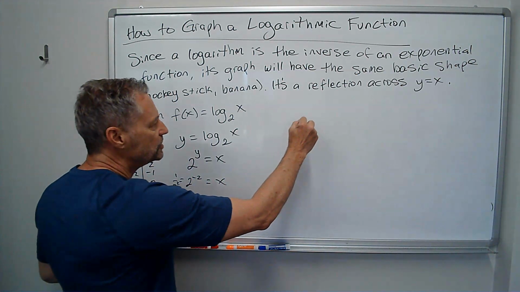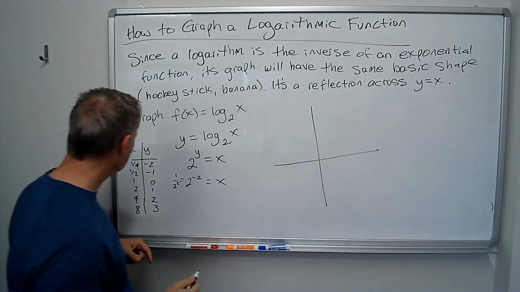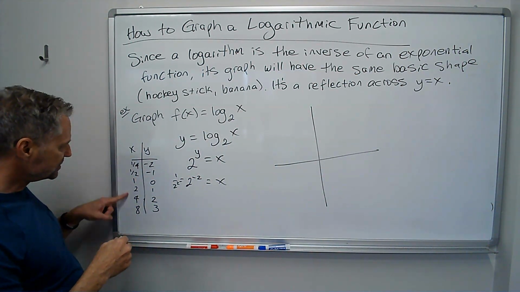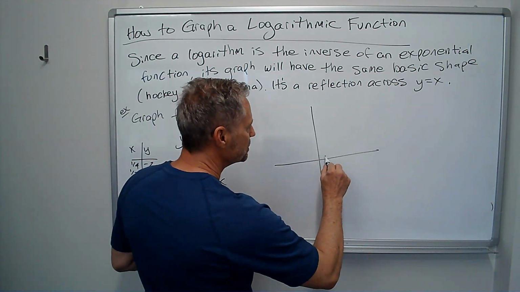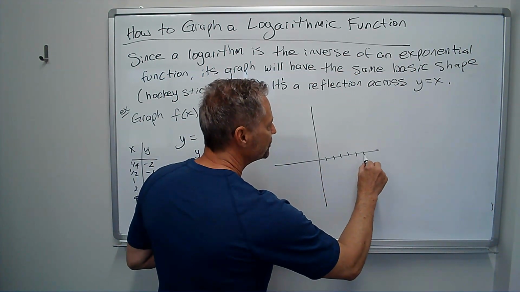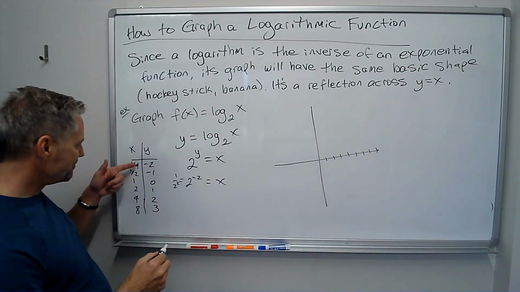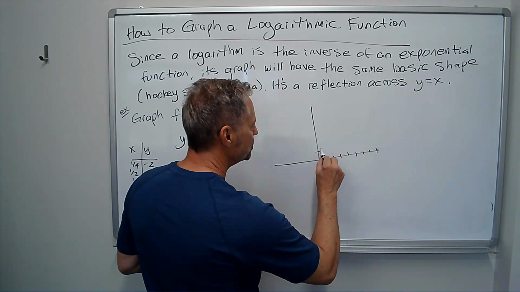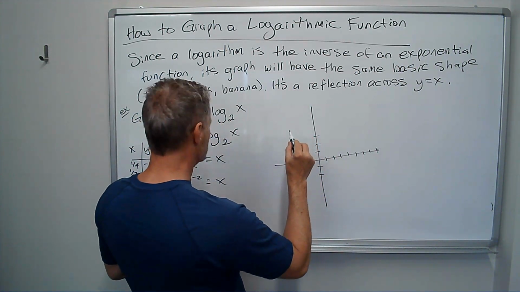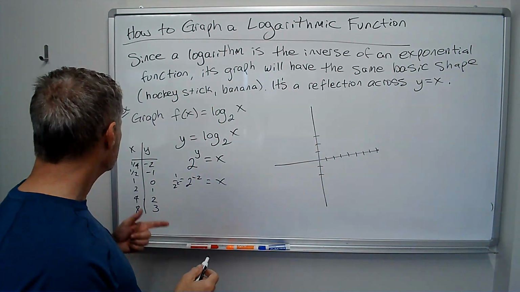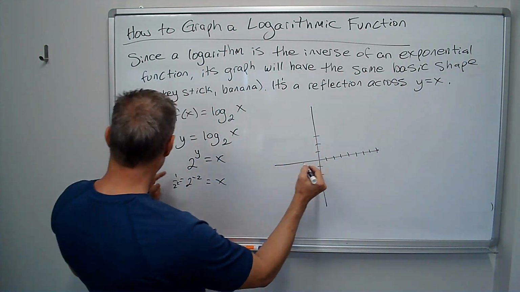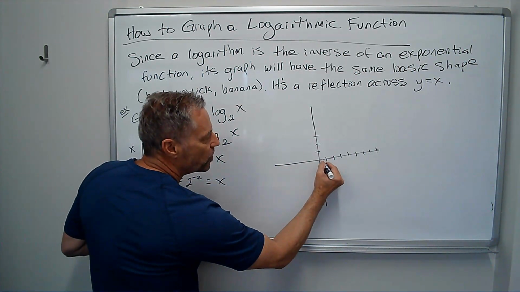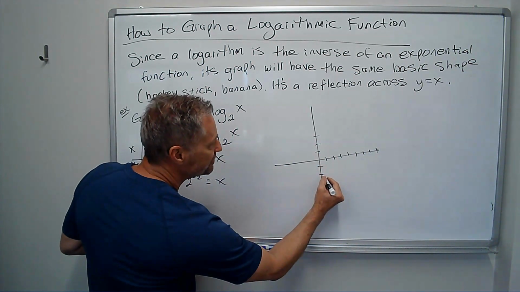So if I look at this graph, I've got x's going all the way up to 8: 1, 2, 3, 4, 5, 6, 7, 8. The y values go from -2 up to 3. Guess we're good there. Okay, so I've got when x is 1/4, I'm down to -2.